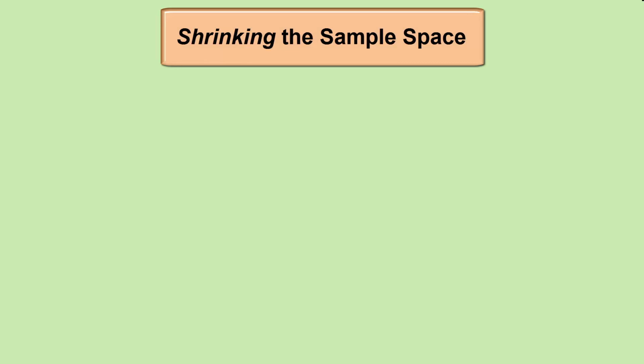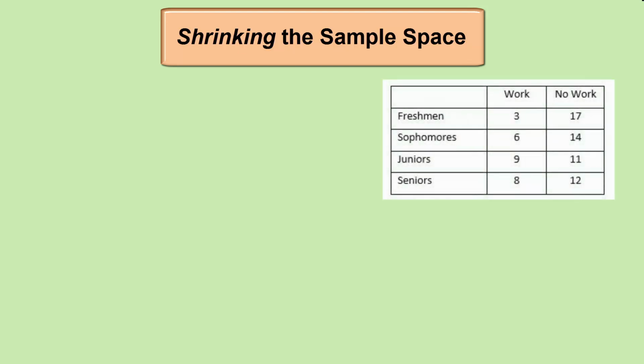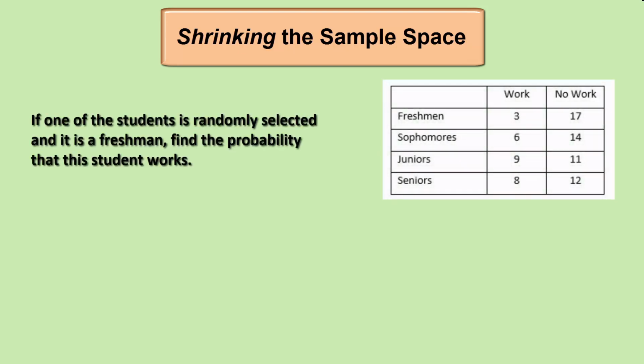I refer to the following approach as shrinking the sample space. The sample space is the set of possible outcomes. Returning to the table of college students and who is working, if one of the students is randomly selected and it is a freshman, find the probability that this student works. Let's just shrink the sample space down from the initial 80 students to only the 20 freshmen because we are given that the student selected is a freshman. Hence, our answer is 3/20. 3 of 20 freshmen work.